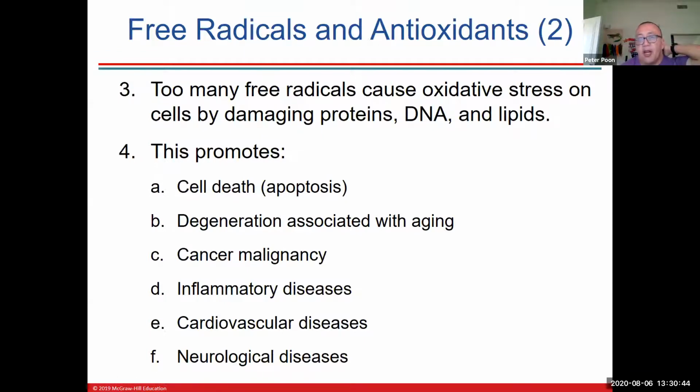Okay, so free radicals and antioxidants. Too many free radicals can cause oxidative stress by damaging proteins. That's not that big a deal because we replace our proteins all the time. We can't replace our DNA. We can fix the damage, but every time you try fixing the damage to DNA, you run the potential of it not being fixed right. And so this promotes cell death, degeneration that's associated with aging, cancer malignancy, inflammatory diseases, cardiovascular diseases, neurological diseases.